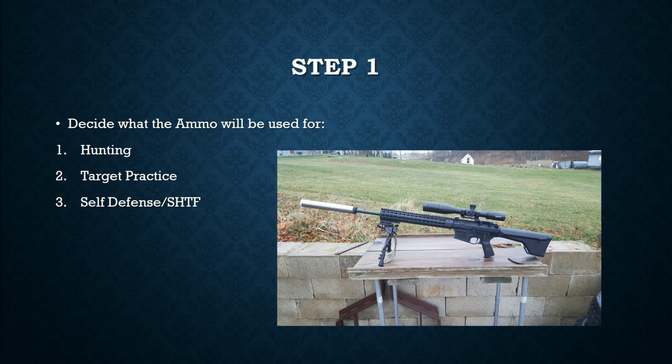So you're not going to use a simple hollow point boat tail bullet in a 223 to try and hunt moose or bear or some sort of dangerous game. But you're not going to use ball ammo for self-defense, whereas ball ammo might be perfectly acceptable for, quote-unquote, plinking or target practice.